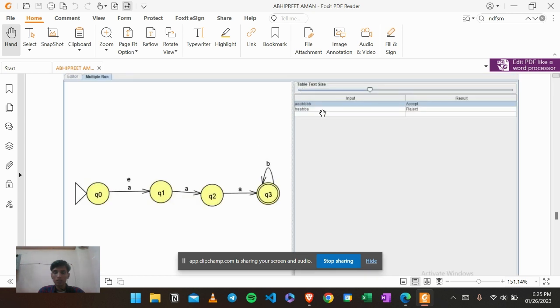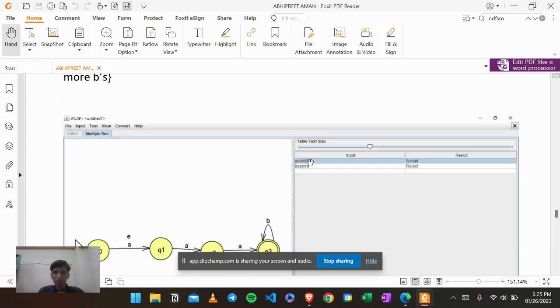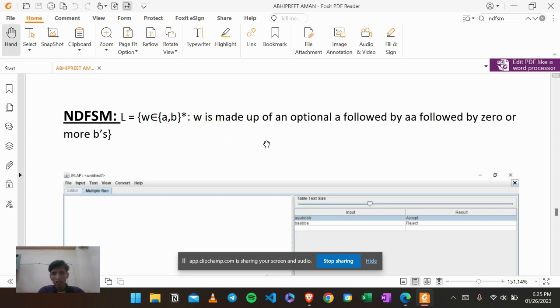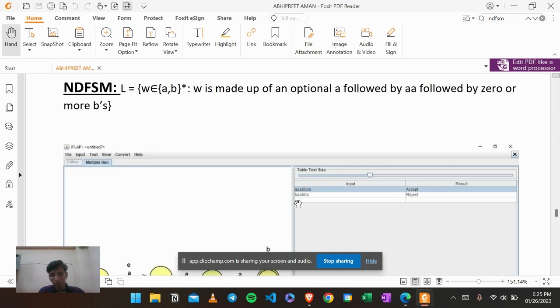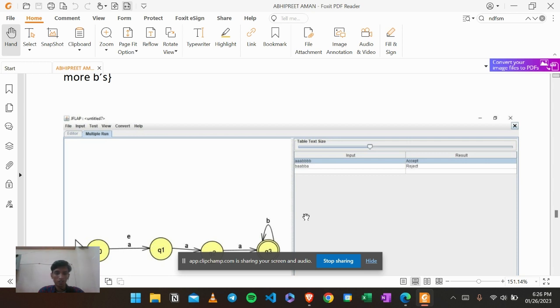Now the example here is A, B, B, B, B. It's going to be accepted, since it has an optional A followed by AA and then zero or more B's. We can see that here is an A, which is followed by AA, and this AA is followed by zero or more B's. Here there are four B's. So this finite state machine is going to accept this particular input. That's why it's shown as accepted.